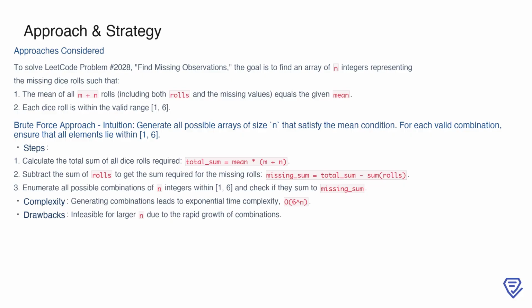To solve the problem of finding the missing observations, we need to construct an array of n integers that, when combined with the given m rolls, results in the specified mean.